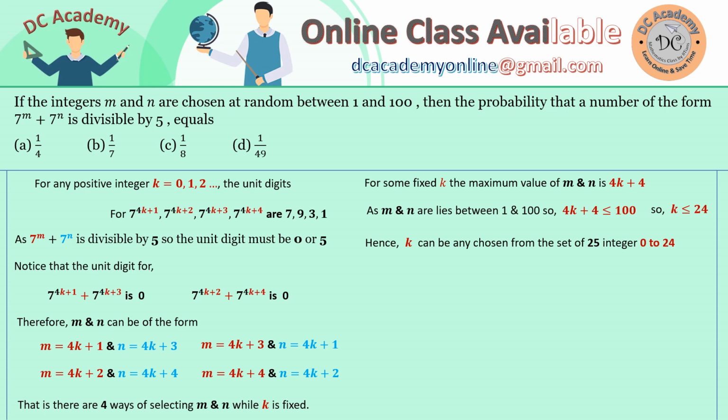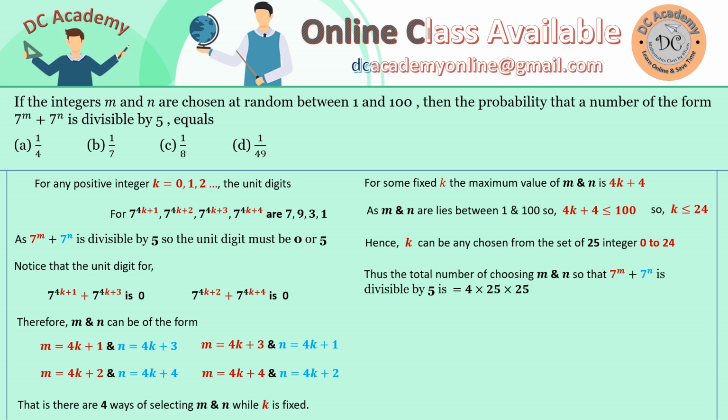So there are 25 different integers possible. Therefore k must be chosen out of these 25 integers, so there are 25 ways of choosing the value of k. And therefore, for computing 7 to the power m plus 7 to the power n, when k is fixed there are 4 ways to choose m and n. Counting the choices of k, there are 4 into 25 into 25 ways to choose m and n. So this is the total number of favorable events.